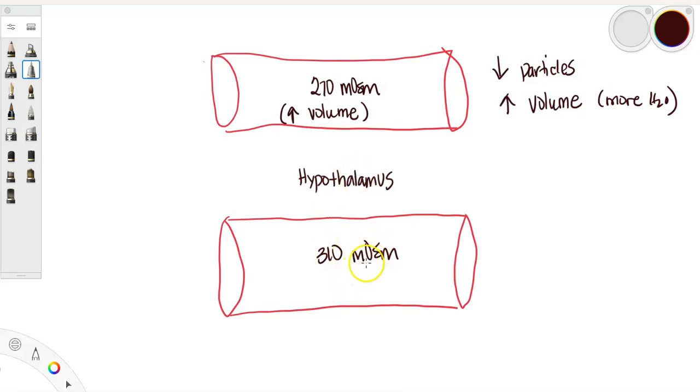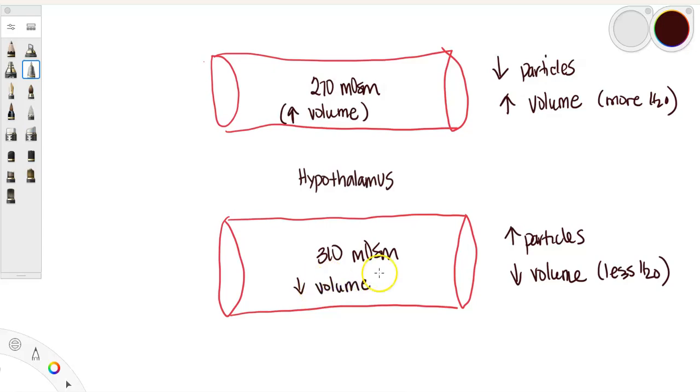In this other vessel picture, we're at 310 milliosmoles. So that means there's more particles. So that means there's going to be less water. So decreased volume, less water. All right, and we'll put that on here. It's got decreased volume in here.